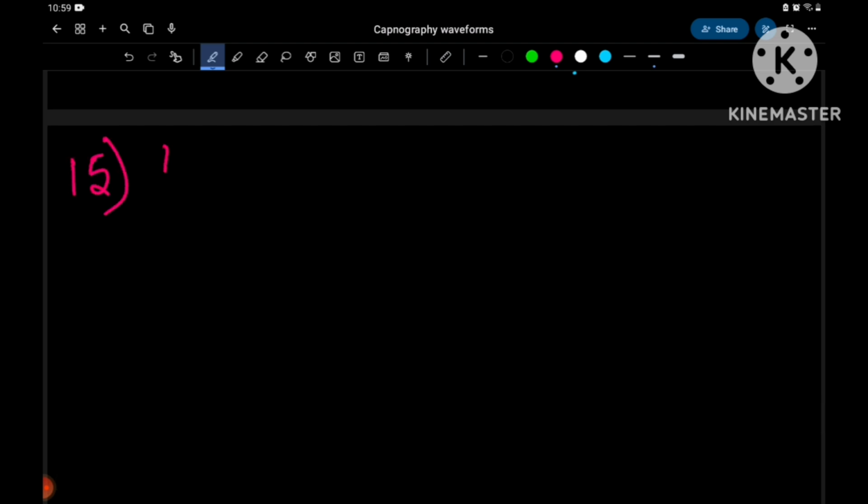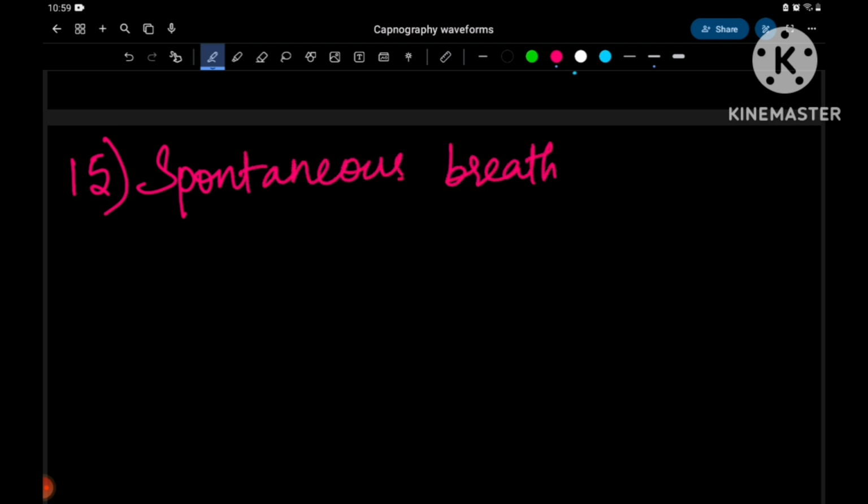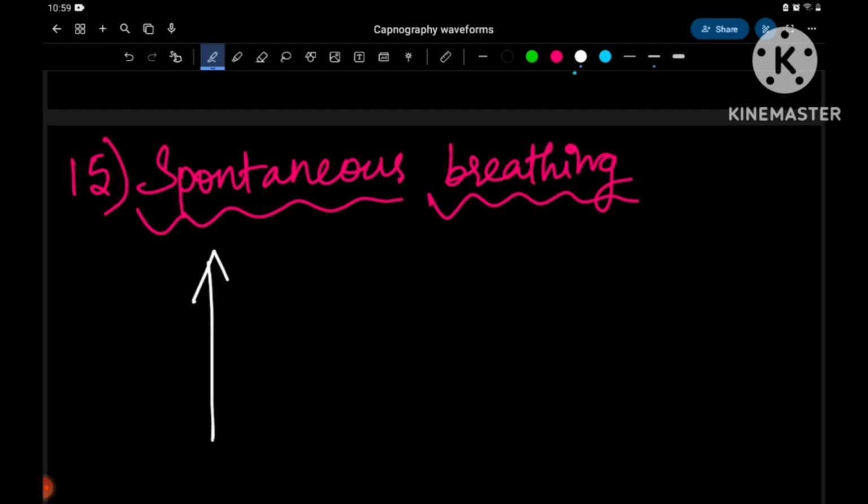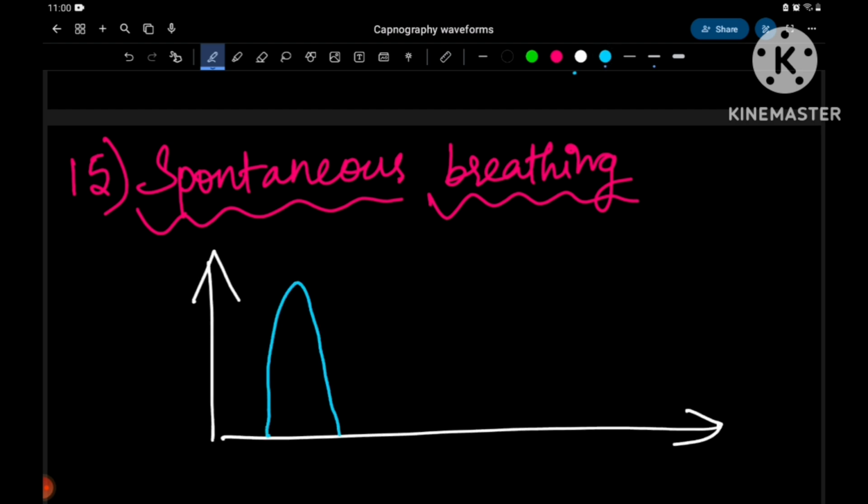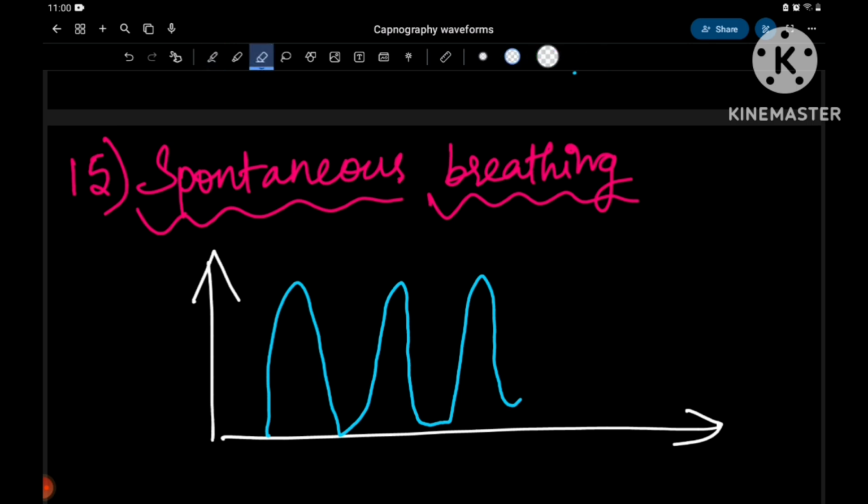This is nothing but spontaneous breathing. We have already seen it. How will it be? This is a simple and easy diagram. It's a normal bell-shaped diagram, right? Maybe I'll just round it a little bit. Okay, it's a normal bell-shaped diagram.